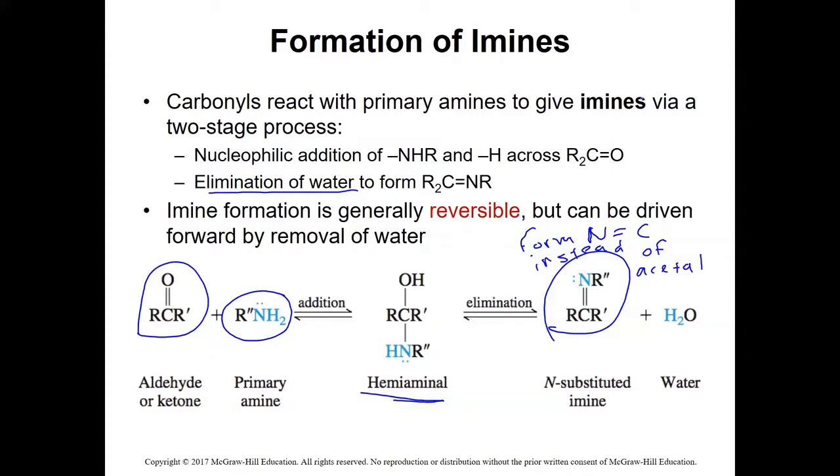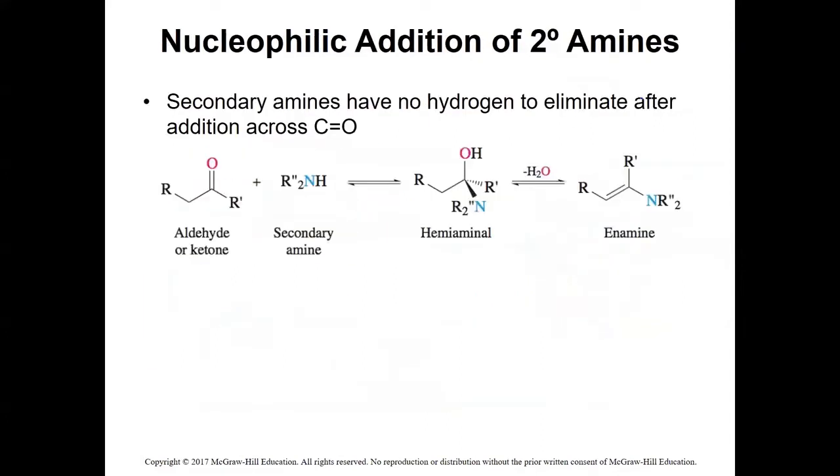So this happens with a primary amine, which is an amine that has only one bond to carbon. So there's two hydrogens and one bond to carbon. With a secondary amine, we end up forming an enamine, where we have a carbon-carbon double bond next to our nitrogen. A secondary amine here has two carbons attached to that nitrogen.